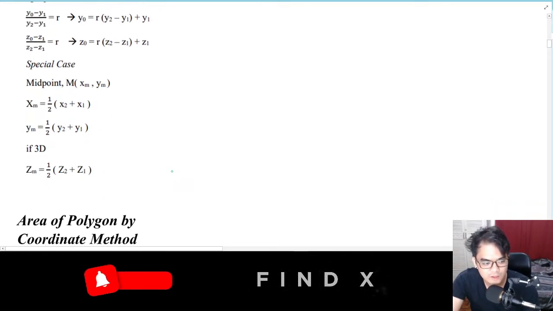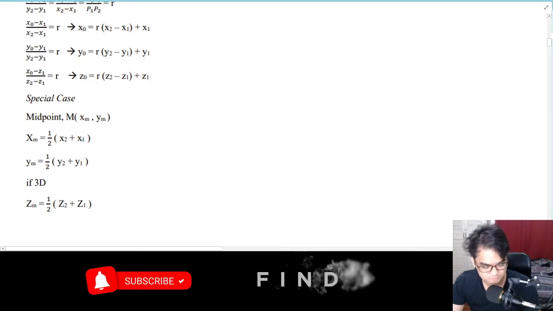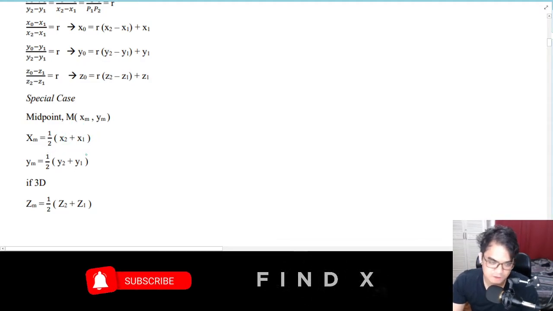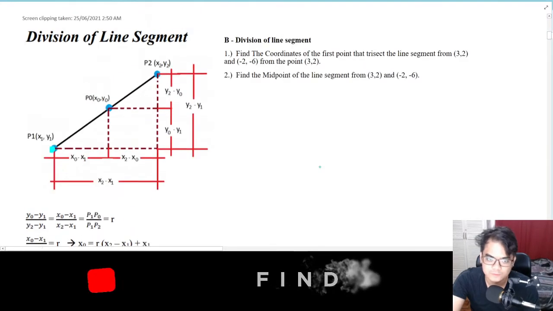And then we have a special case. The special case is the midpoint. So this is very easy. All you have to do is just add the coordinates and then divide by 2. That's why x2 plus x1 divided by 2 to get the midpoint, and then for y, y2 plus y1 divided by 2. If it's 3D, of course, you will have a z coordinate, so z2 plus z1 all over 2. That's it.